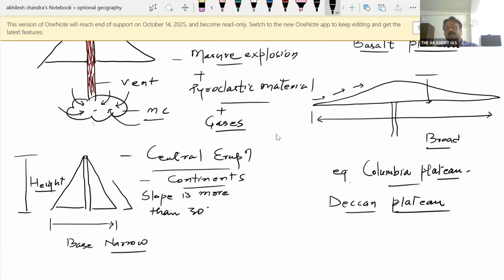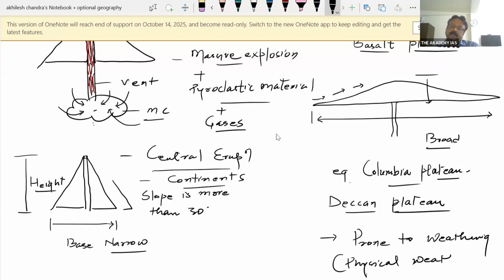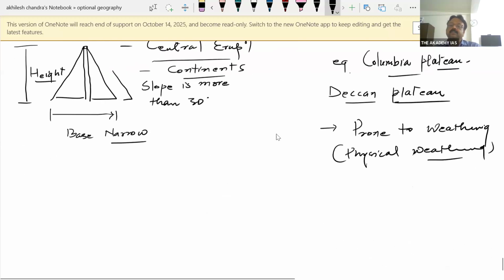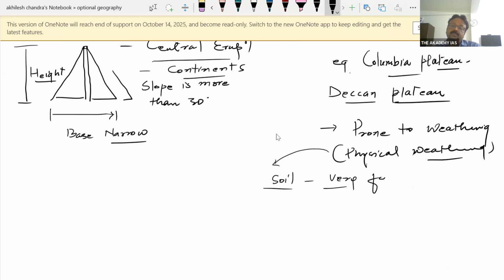That is the best example of silent igneous rock formation. They are prone to physical weathering. है ना बच्चे, फिजिकल वेदरिंग ज्यादा होती है और इनसे बन जाती है सॉइल, और सॉइल आर वेरी फर्टाइल.